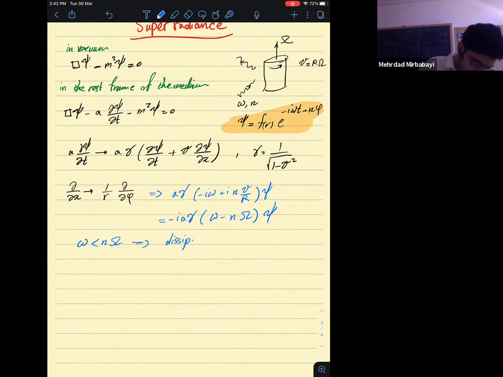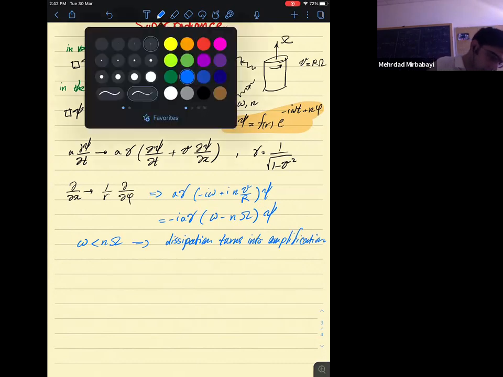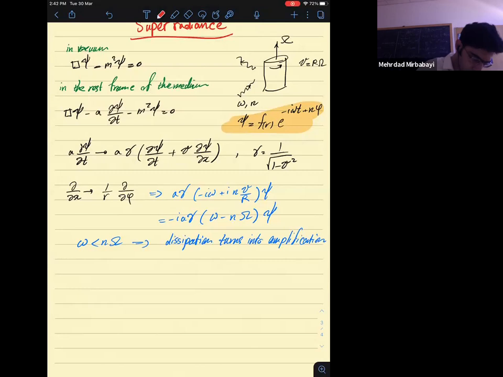So dissipation turns into amplification. And this is superradiance.